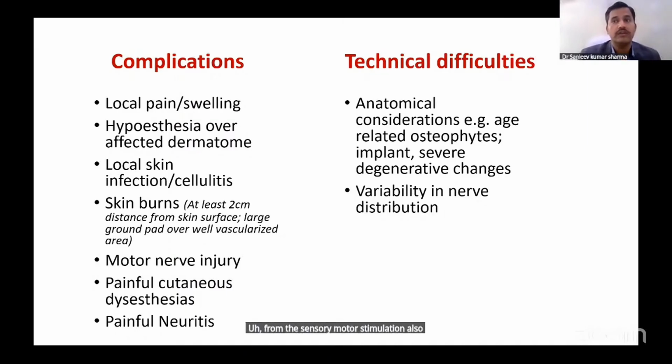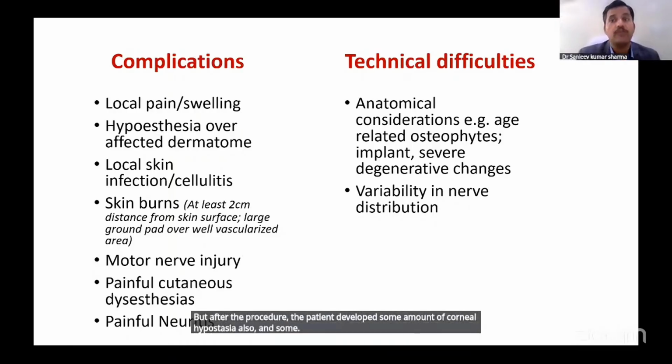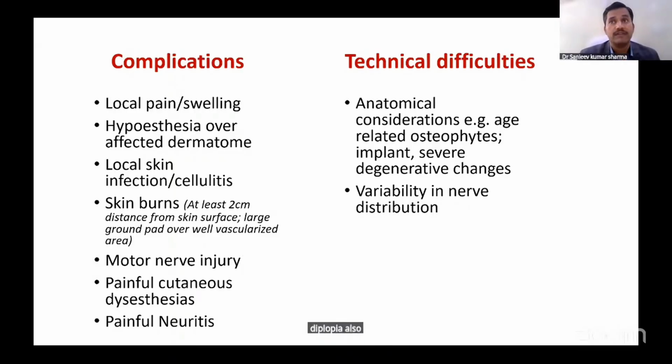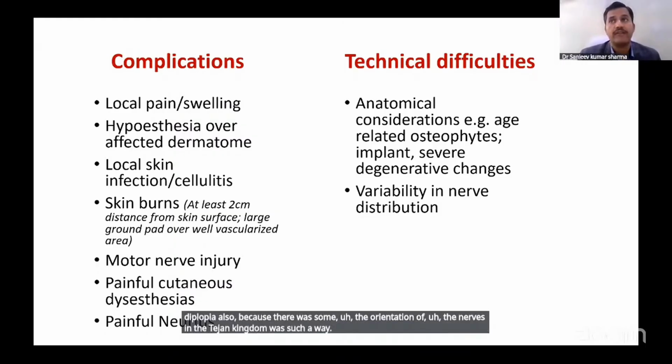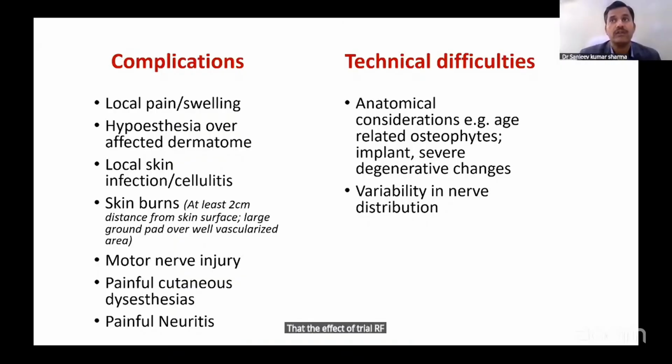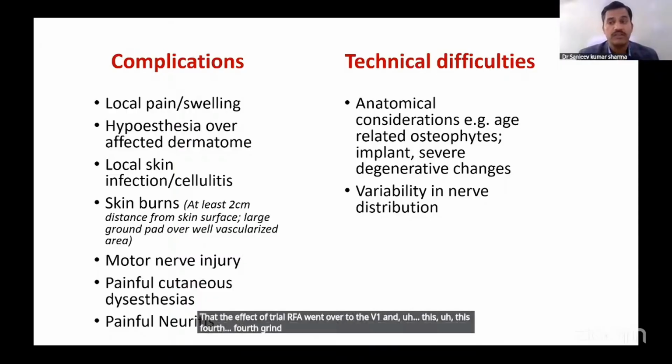It was going well. But after the procedure, the patient developed some amount of corneal hypoesthesia and some diplopia also, because the orientation of the nerves in the trigeminal ganglion was such that the effect of RFA went over to the V1 and this fourth cranial nerve also. So these could be some factors which we should also look at.